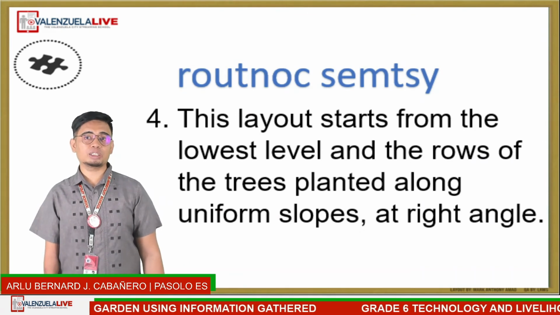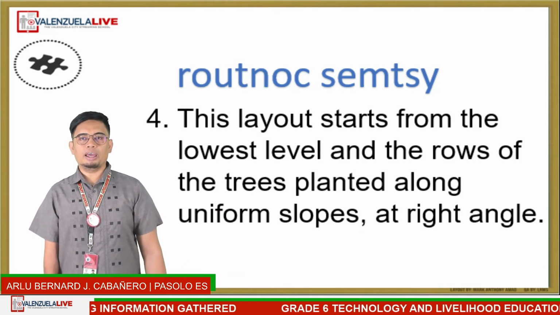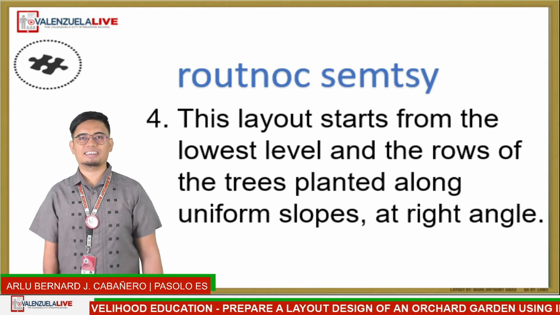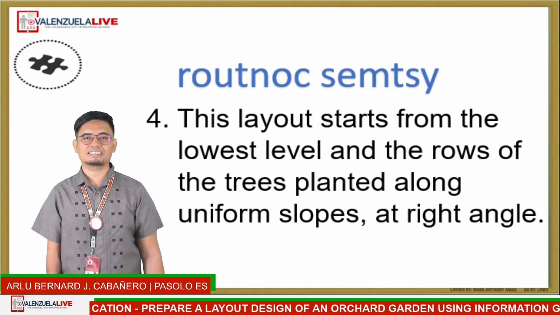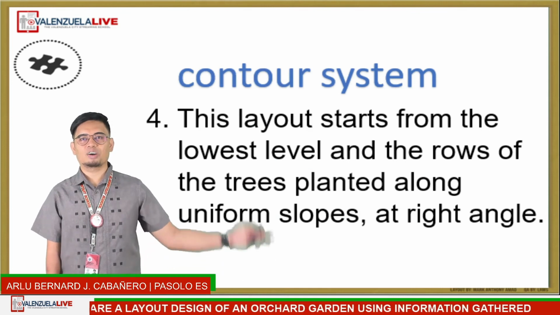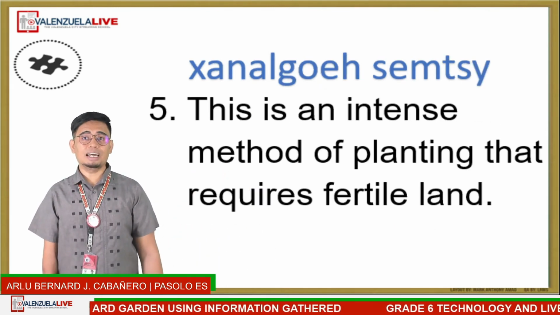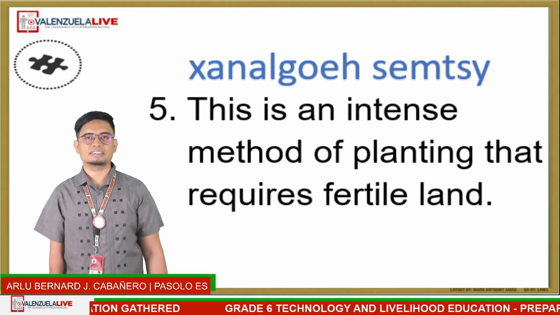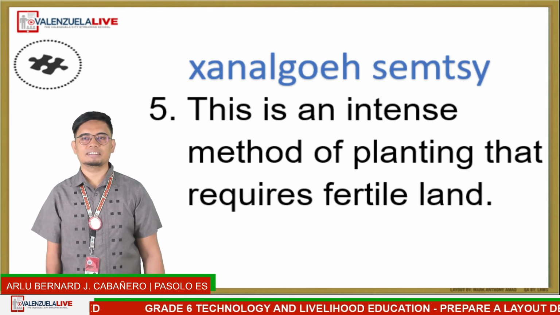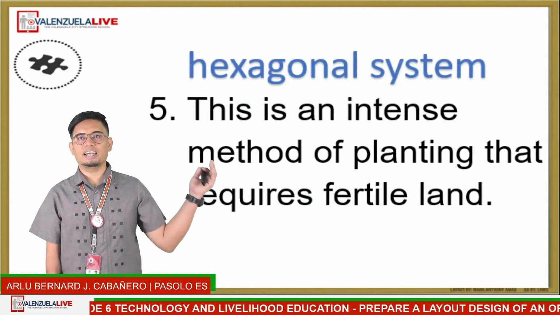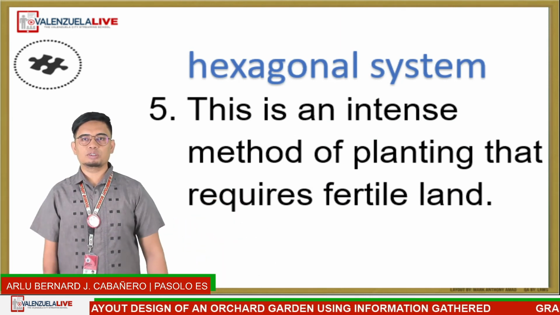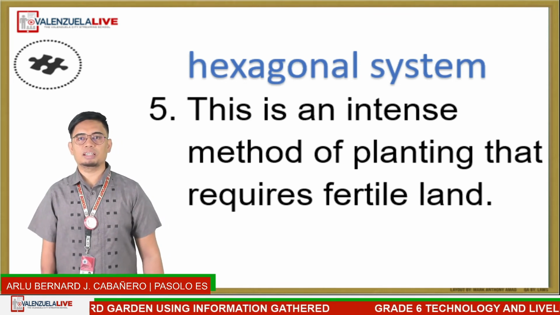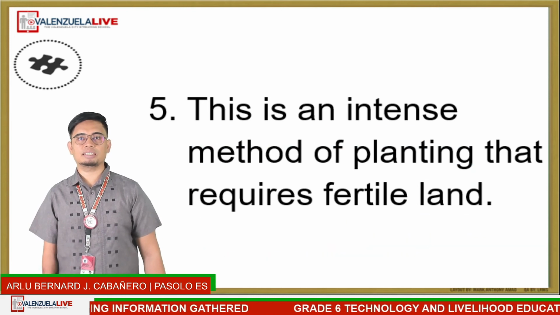This layout starts from the lowest level and the trees are planted along uniform slopes at the right angle. The correct answer is contour system. This is an intense method of planting that requires fertile land. The correct answer is hexagonal system. Good job, kids! You did amazing things for our first activity. Now, let's go to our second activity.